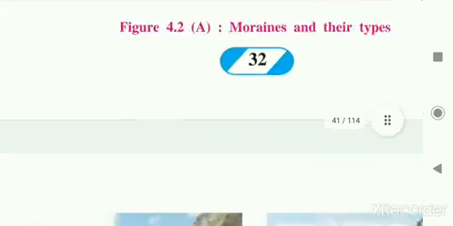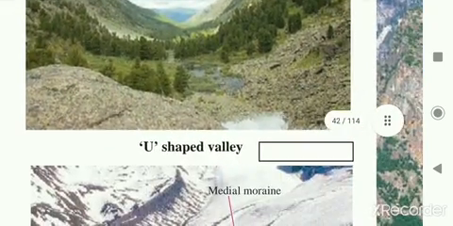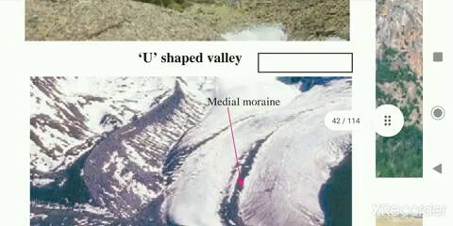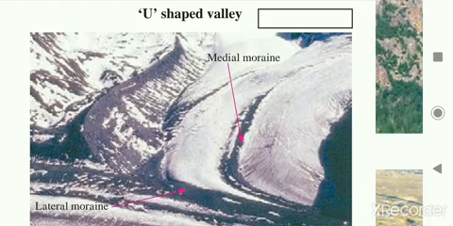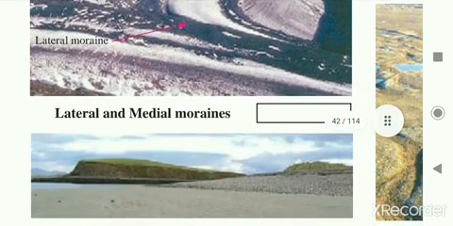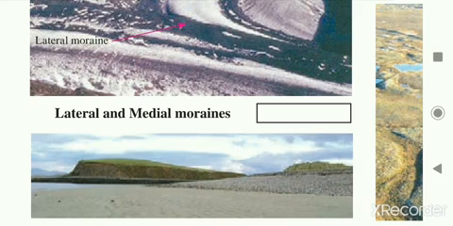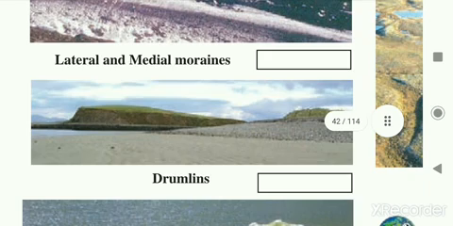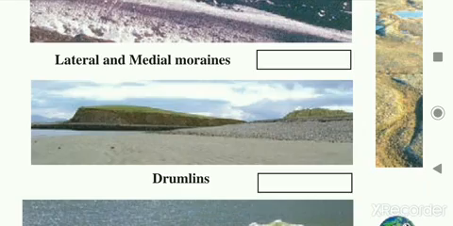This means different landforms are formed due to the erosional, transportational, and depositional work of the glacier. You can see the pictures given here: medial moraine, lateral moraine. These are also formed. Next are the drumlins. What is a drumlin? Mainly hills are formed due to the deposition of moraines, and they are generally egg shaped. If there are many hills of this type in a region, then such a region is called an egg basket, and these are also known as drumlins.